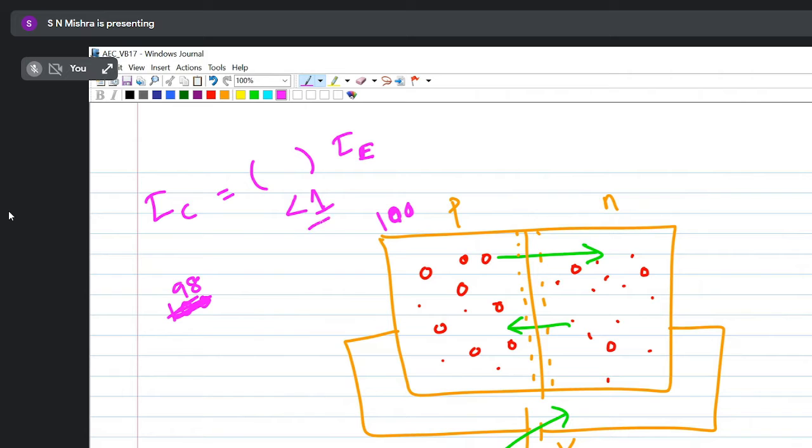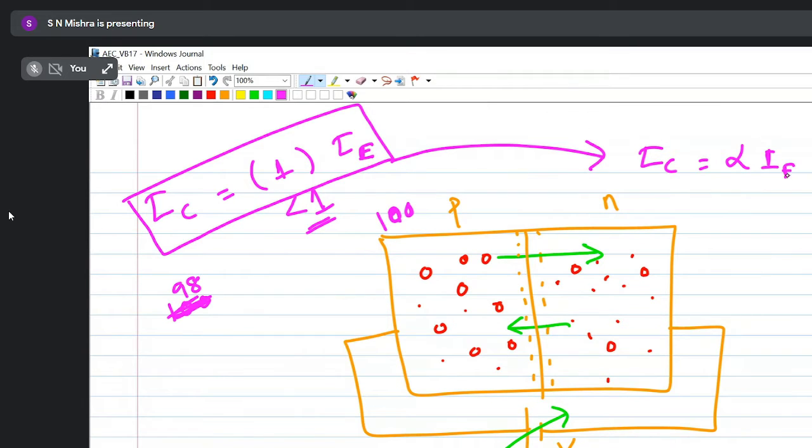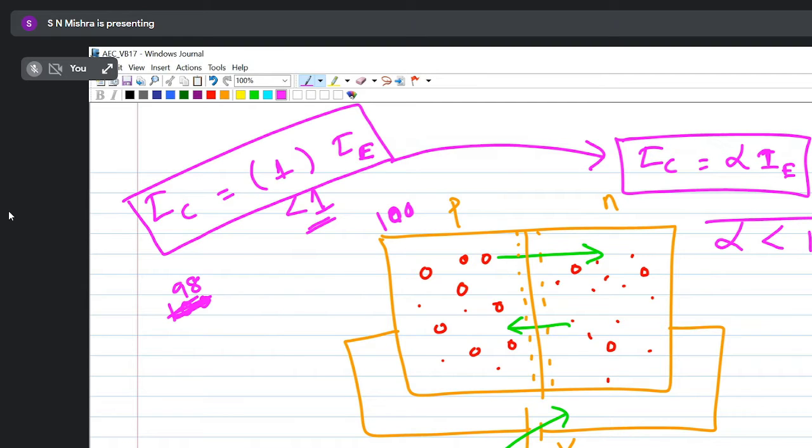If it is equal to 1, that means IC equals IE, which is not true, because in the base region some recombination happens and we are not getting the same number of holes which are sent through the emitter. So this can be written as IC equals alpha IE, where alpha is less than 1.